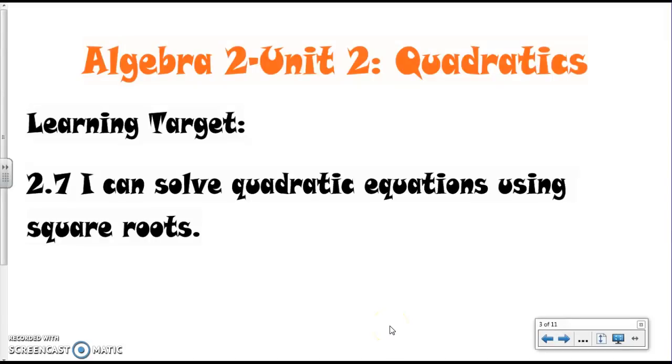Good morning. Today we're going to continue on with our methods for solving quadratic equations, and we are going to focus on solving by square roots, which again you did in Algebra 1. The biggest difference now is that we'll have imaginary numbers and we'll have to simplify radicals.